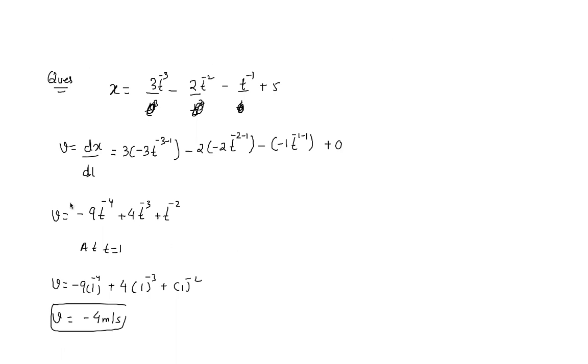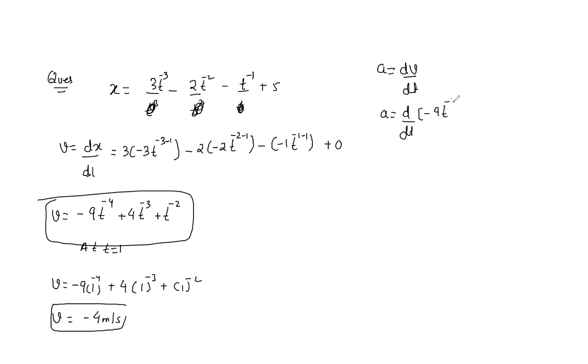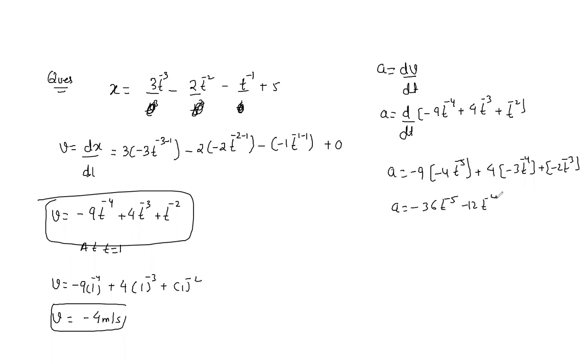For acceleration, just substitute this expression of velocity and differentiate it once more. Acceleration is the rate of change of velocity. It's dv over dt. So your acceleration is d over dt of minus 9 t to the power minus 4 plus 4 t to the power minus 3 plus t to the power minus 2. When you're differentiating t to the power minus 4, it's minus 4 t to the power minus 5. 4 is a constant, t to the power minus 3 gives minus 3 t to the power minus 4, plus minus 2 t to the power minus 3. So the acceleration is 36 t to the power minus 5, minus 12 t to the power minus 4, minus 2 t to the power minus 3.